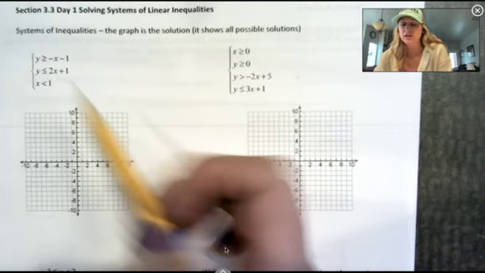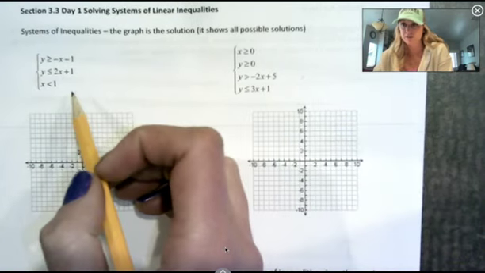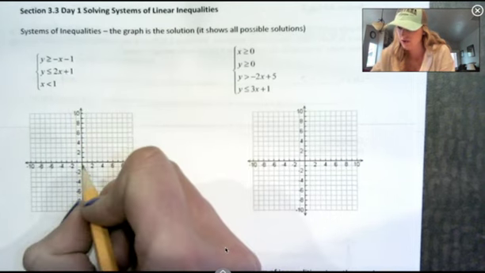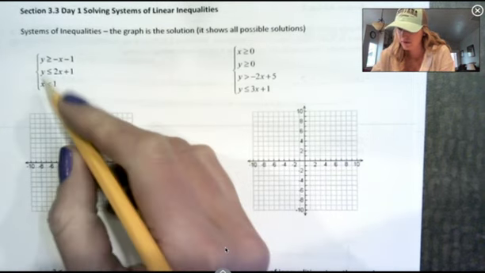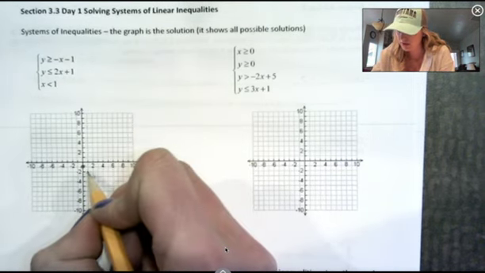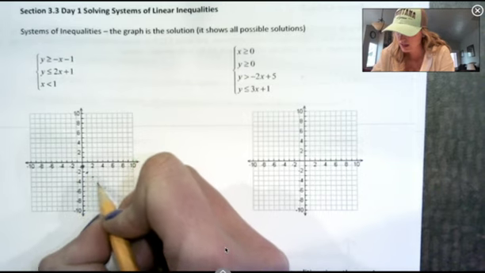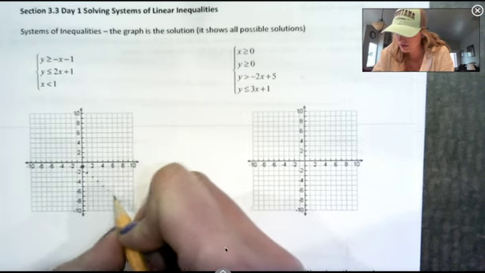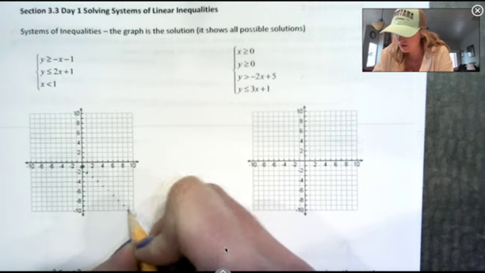Okay, so inequalities, as a reminder, we're going to graph the same way we did lines. Y-intercept is -1. Slope of that first one is -1, so I'm going to go down 1 over 1. And again, I'm going to keep my lines pretty accurate, so I'm going to kind of outline where it's going.